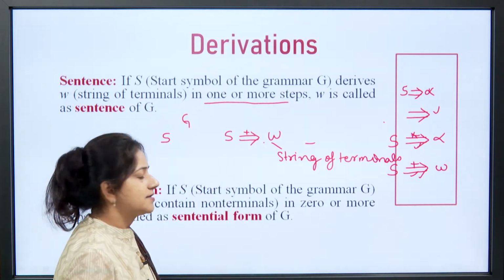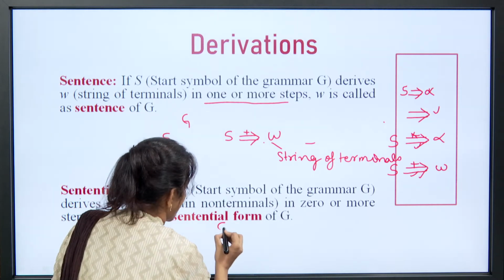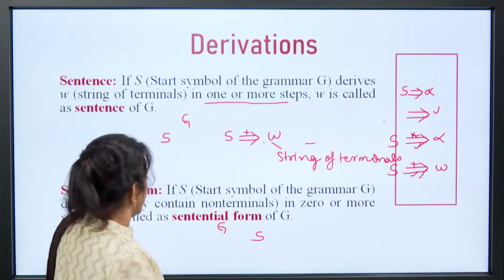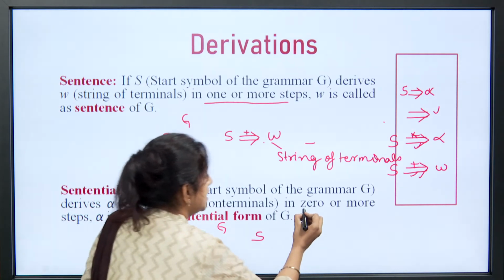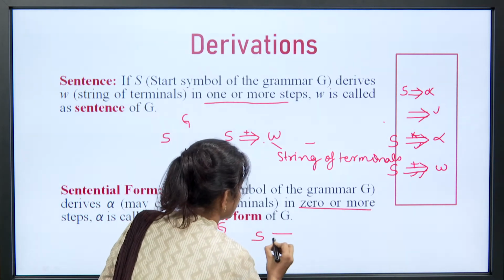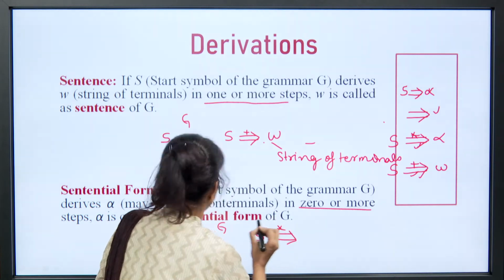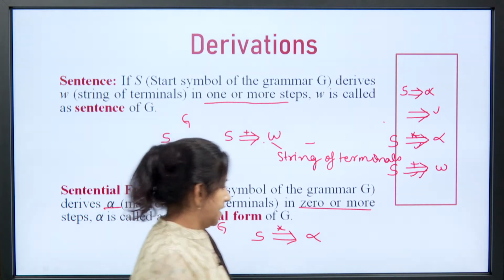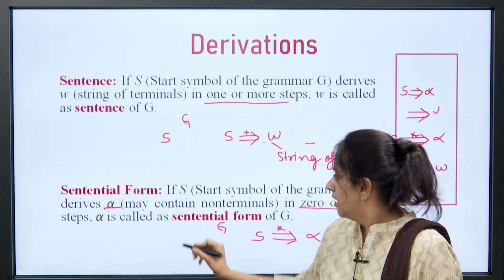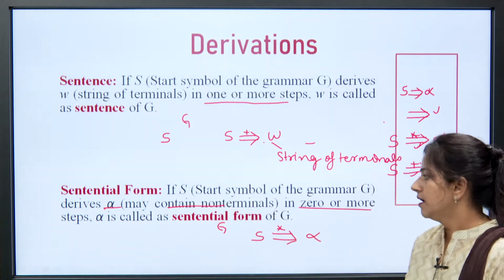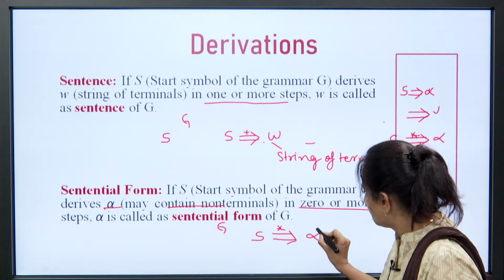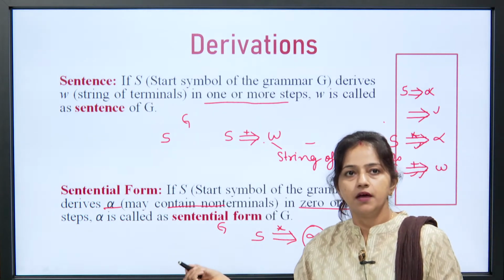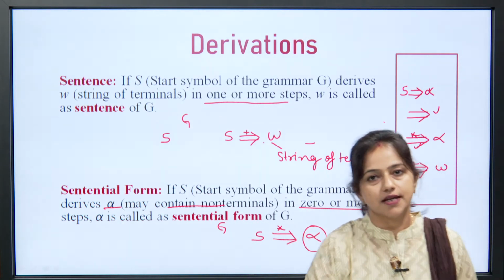Now, next is the sentential form. Again there is a grammar capital G and the start symbol of the grammar is capital S. Now, here we will apply 0 or more steps, and we are deriving alpha here, and alpha may contain non-terminals. Such forms are called sentential forms.